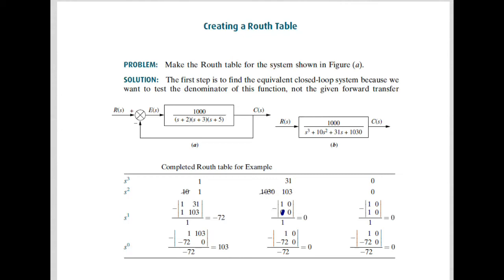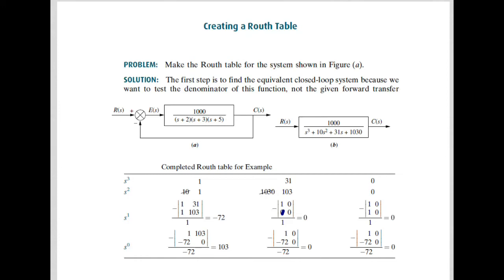Now we have, then again we have this 1 1, okay, and it is again here. Then we have 0 0, then after that 1 1 and 0 0. Again we have 1 divided by 1 minus 72, minus 72. Then we have 103 and 0 divided by this 72. In this way we form the complete Routh table.